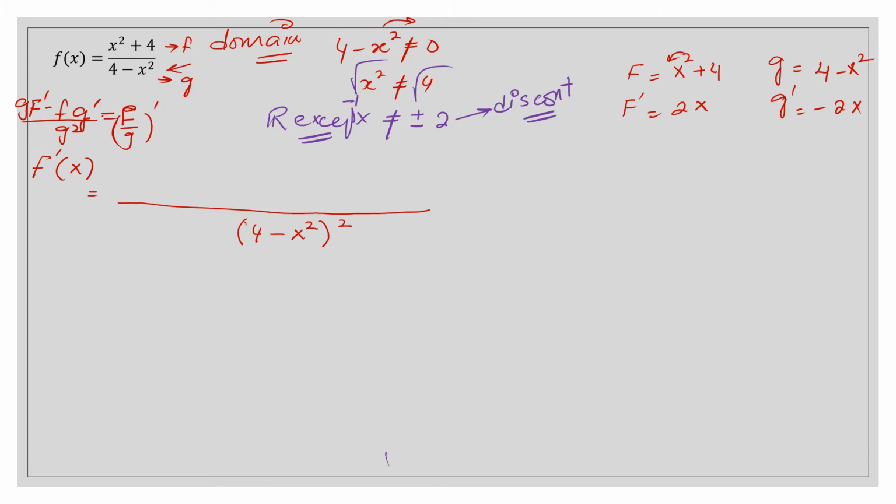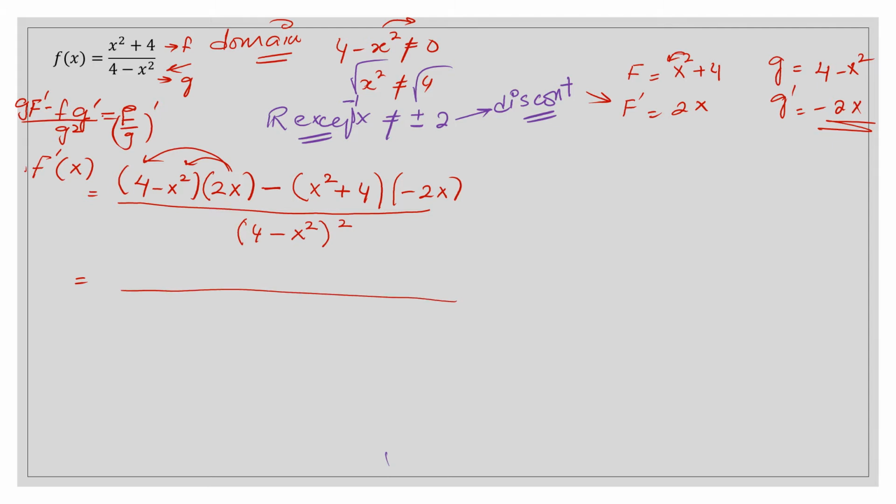Now in the numerator, g is 4 minus x squared. F prime is 2x. I am only writing my data from the left hand side to the right hand side in the formula. Minus f, which is x squared plus 4, and g prime, which is negative 2. Once I'm done with the derivative, I have to simplify the quotient. No need to put effort into the denominator, so keep it as it is.